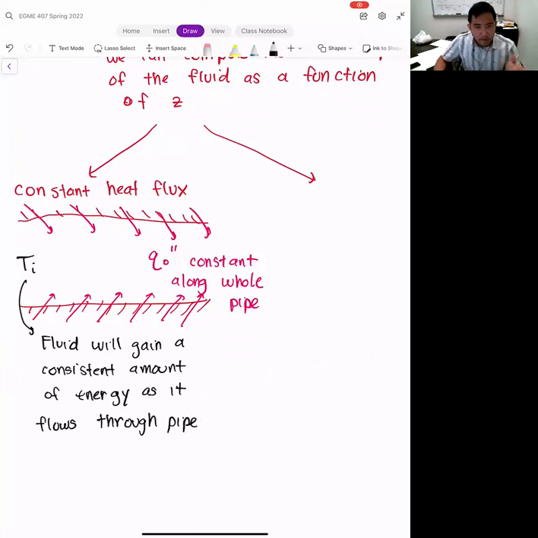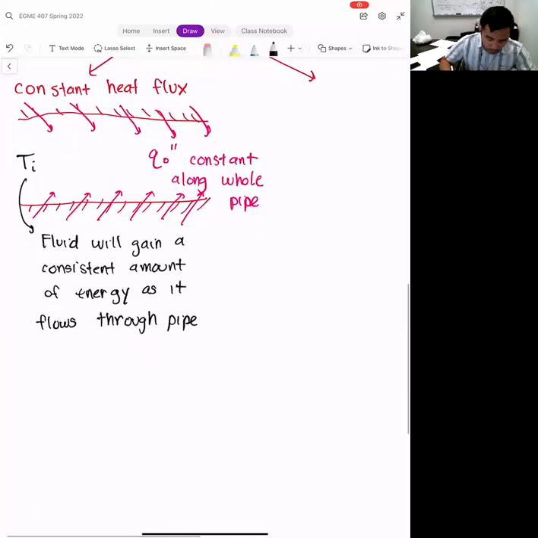Okay. And so, every inch that the fluid goes through, it's going to gain that amount of energy. And so that's the same from the beginning to the end, because what we say is the heat flux is constant. Okay. And so if the fluid is gaining a consistent amount of energy, then what we can say is that the mean temperature of the fluid is also going to climb steadily as well. Right?